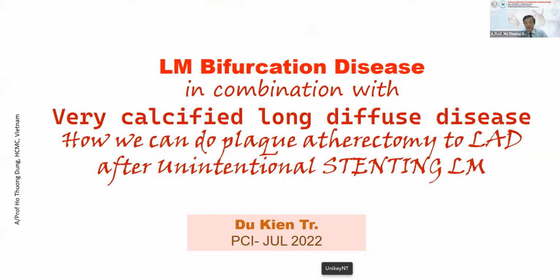And the last case I like to present for you, and I like to ask your advice and your opinion. In this case, very, I think, very specific. One case with the left main bifurcation disease in combination with the very calcified long diffuse disease. But I had a plan to do calcified plaque debulking of the proximal segment of LAD, but something happened, and I must deploy stent to the left main. So how can I continue?